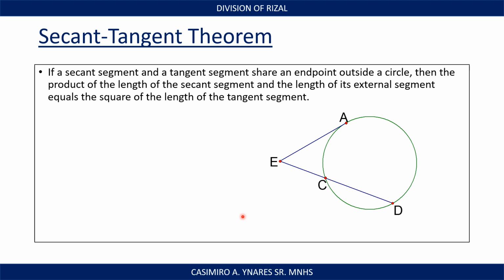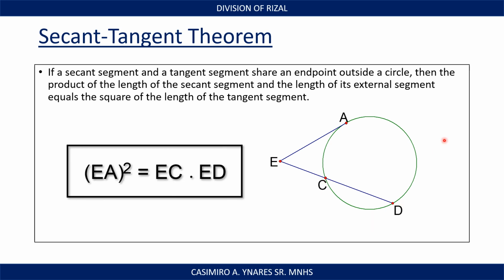And the other one is, ano ba yung secant segment natin? Okay? So for this, ang tangent natin is yung AE. At ang ating secant segment ay ito. Okay? So we have here, kung ano yung tangent natin, iyon yung square natin. So, for here, we have EA squared is equal to, ito ulit, yung secant natin is EC multiplied by ED.